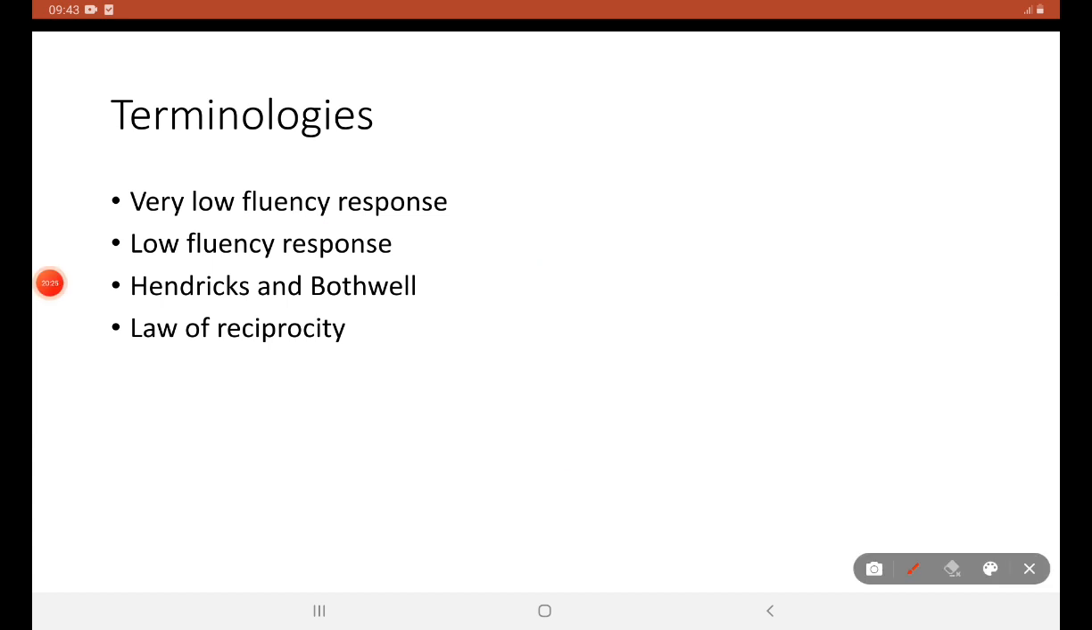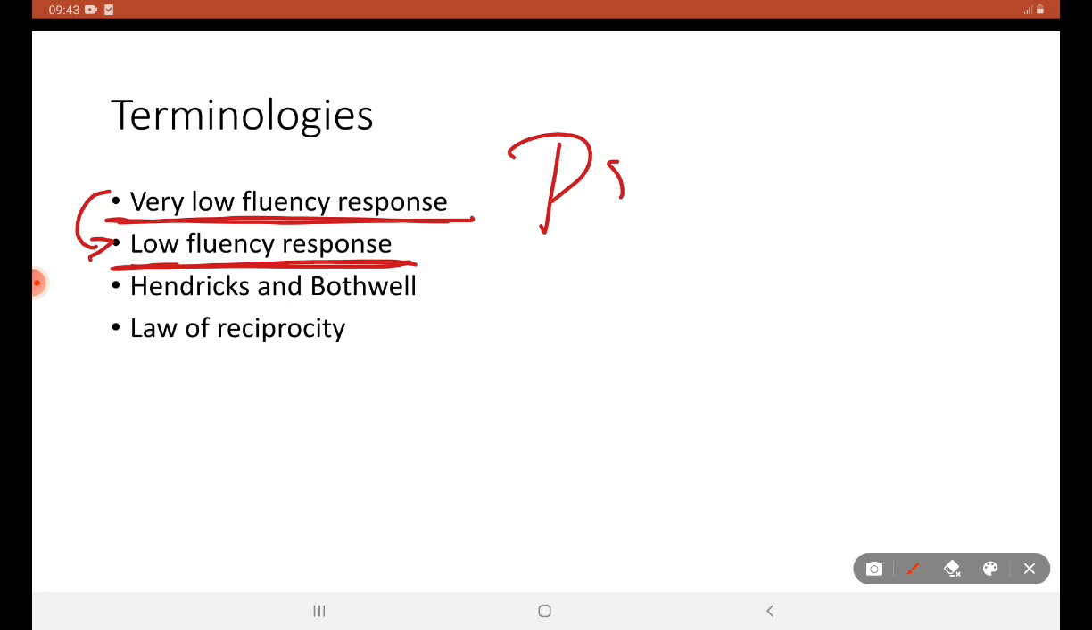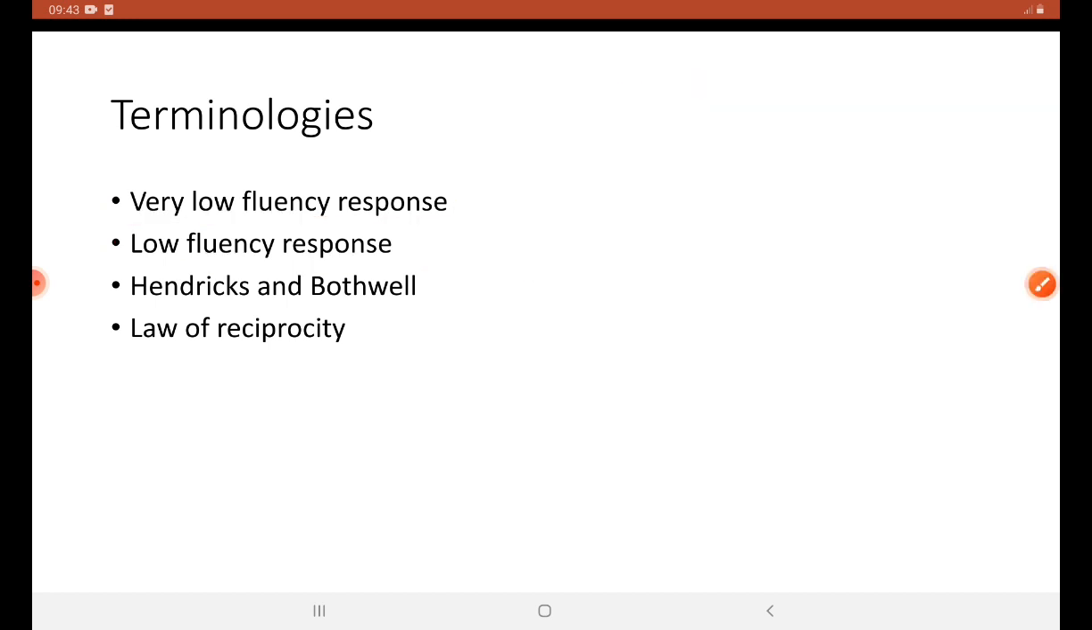Next, what is very low fluence response? Because the amount of light needed is very low. The amount of light needed is a little higher when compared to VLFR, that is the low fluence response. This reversible conversion of PR and PFR is coined by Hendricks and Borthwick.